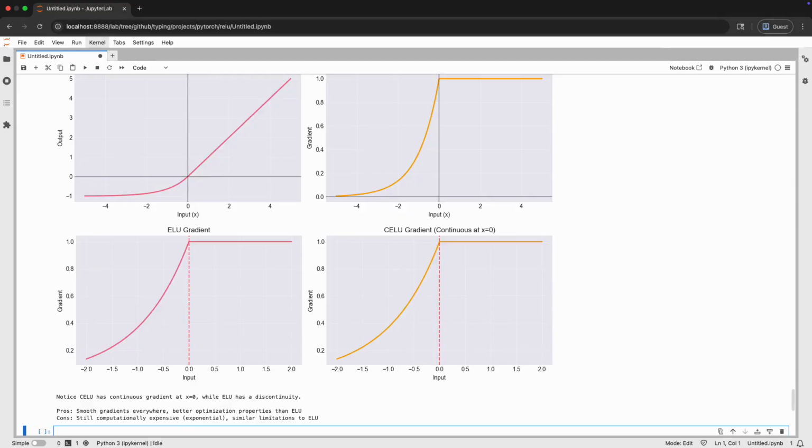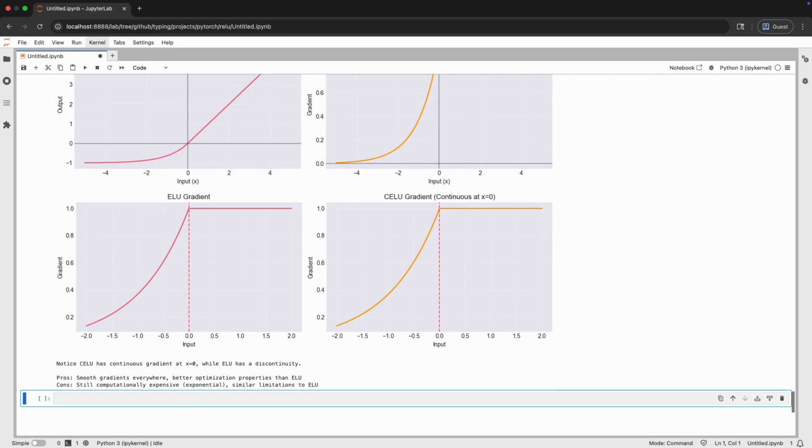The gradient comparison clearly shows the key difference between ELU and CELU. The ELU gradient has a visible discontinuity at zero, jumping from the exponential derivative to 1. In contrast, CELU's gradient is perfectly continuous at zero, creating a smooth transition. This mathematical improvement can lead to better optimization, especially with gradient-based methods sensitive to discontinuities. The continuous gradient makes CELU preferable when smooth optimization is crucial.